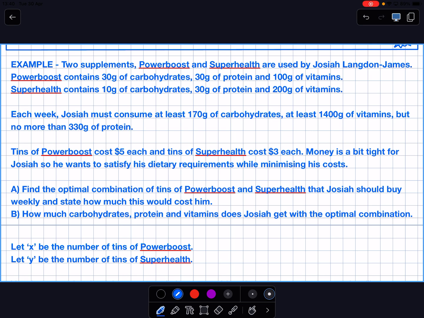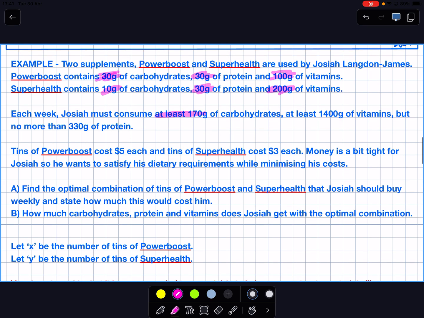Each week, Josiah must consume at least, do you reckon at least is important? Yes. Because what does that mean? Less than or equal to or greater than or equal to? Greater than or equal to. Let's highlight what we think is important. This is probably important. Numbers are important, mate. The name Power Boost and Super Health, only important enough that I need to know what X and Y are, but they probably don't come into the question. Does it matter that it's Josiah? No.